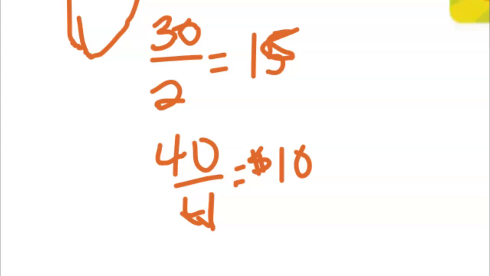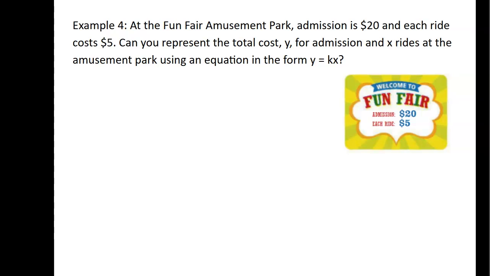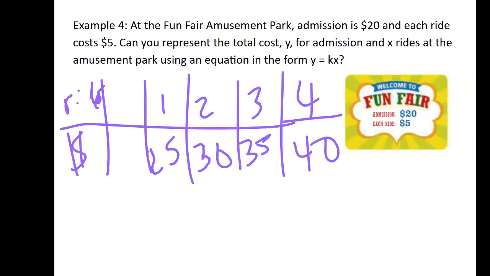So this is not proportional. It's not proportional because at the beginning, let's see, move this, there we go. Remember how I left a space? This should say rides, I'm sorry. This is for 0 rides. Well, how much does 0 rides cost?